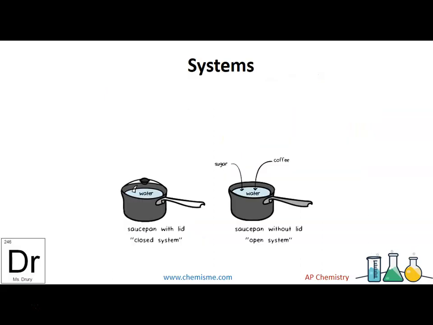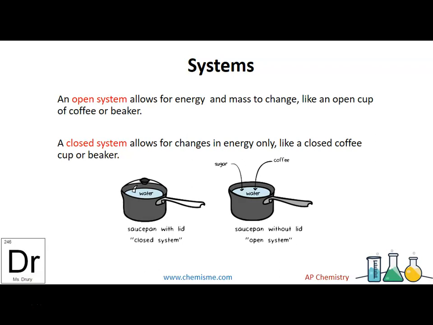There's multiple types of systems. An open system allows for energy and mass to change, like an open cup of coffee or a beaker. So the open system is just like you boiling water in a saucepan. A closed system allows for changes in energy only, like a closed coffee cup or beaker, or a closed saucepan. Literally, the name closed system makes kind of sense, where the energy can change but the mass cannot.